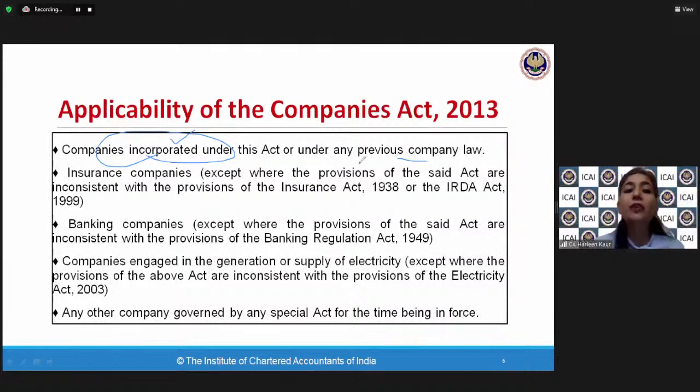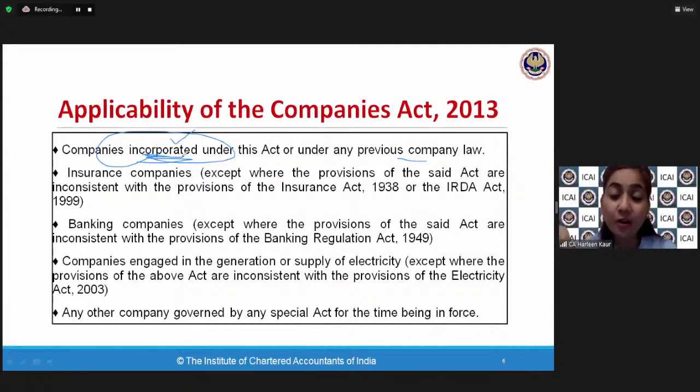What is the meaning of incorporated? It means you have obtained the certificate of incorporation. Remember, under partnership, registration was not compulsory. Section 69, remember? If you do not get registration done, there are some benefits which you do not get in partnership.